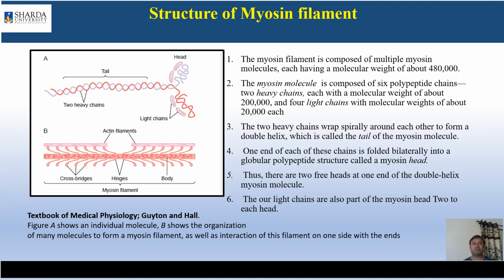First of all, we should know about the structure of the myosin filament. The myosin filament is made up of myosin molecules. One myosin filament is made up of about 200 myosin molecules. Figure A shows the structure of the myosin molecule. One myosin molecule is made up of 6 polypeptide chains. Out of 6, 2 polypeptide chains form the tail of the myosin molecule and are called heavy chains, while the other 4 chains form the head of the myosin molecule and are called light chains.